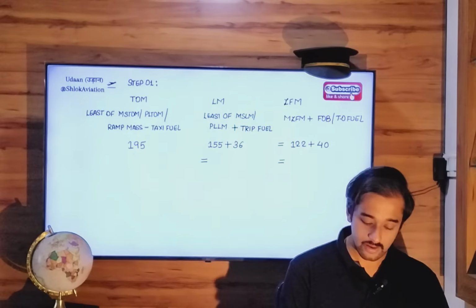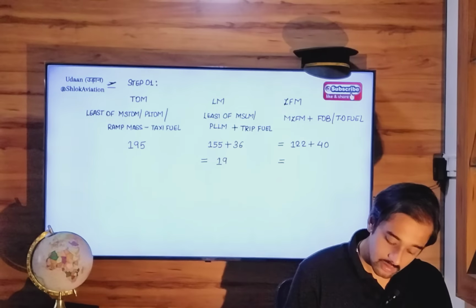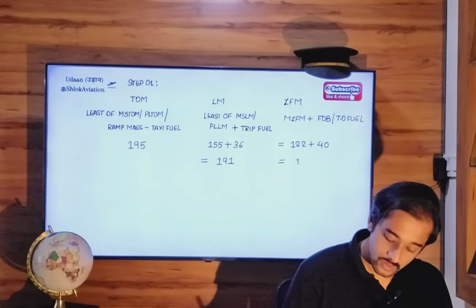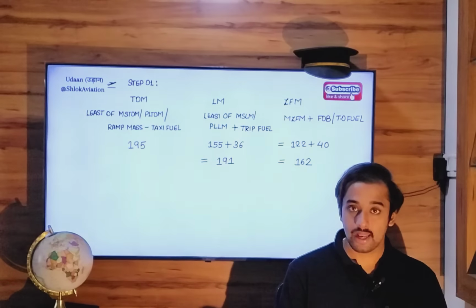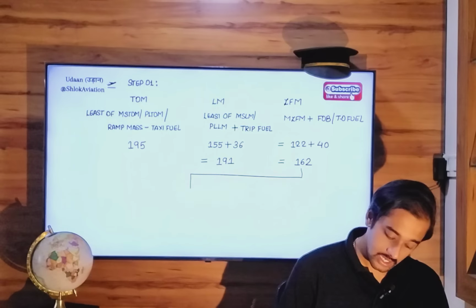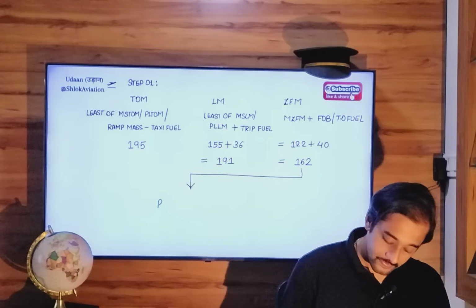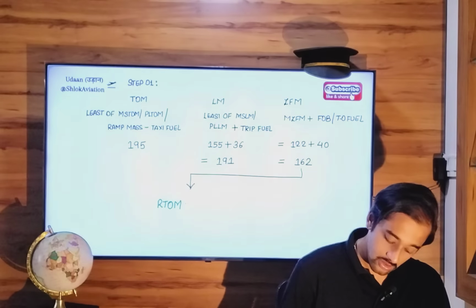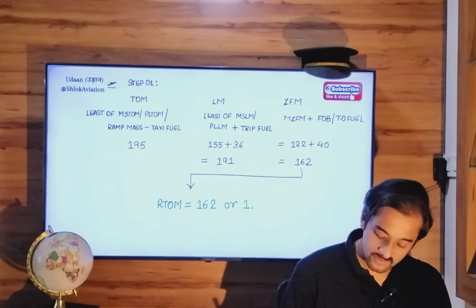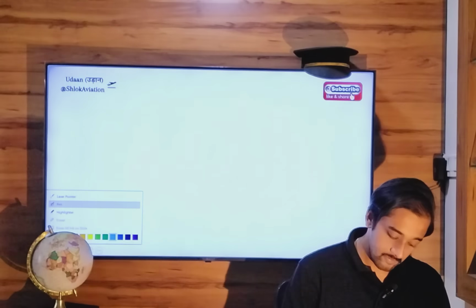So 155 plus 36 is 191. 122 plus 40 is 162. So the least value is 162. So your regulated takeoff mass is going to be 162 or 1,62,000 kg.